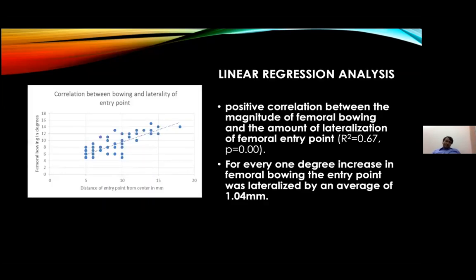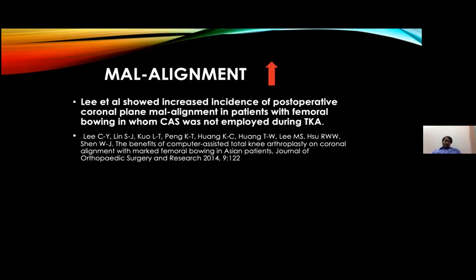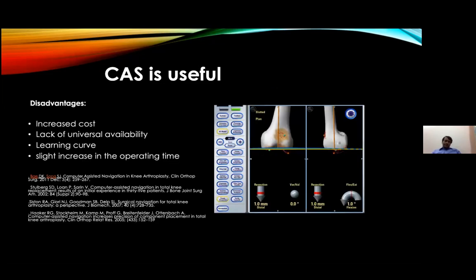Linear regression analysis shows a positive correlation between your bowing and the lateral entry point. Lee et al. showed that there is a maximum incidence of malalignment with bowed femurs. Robotic systems will be useful in such cases. Not all are easily available because of the cost and learning curve, and there is a slight increase in the operating time.